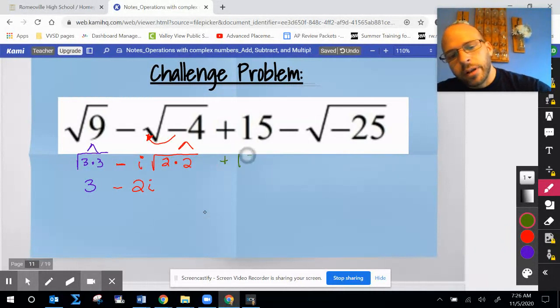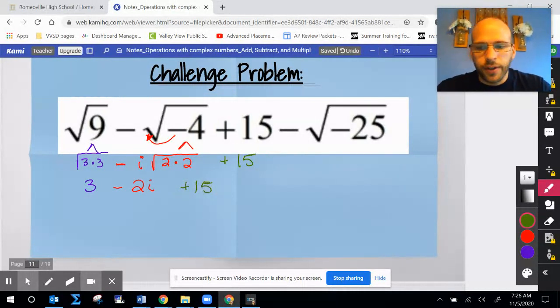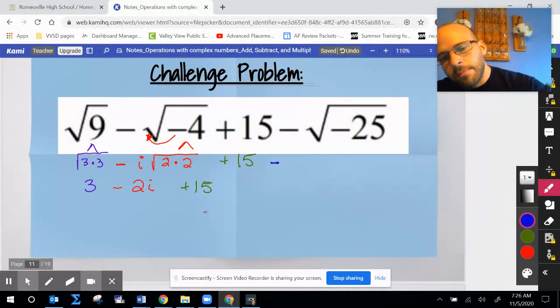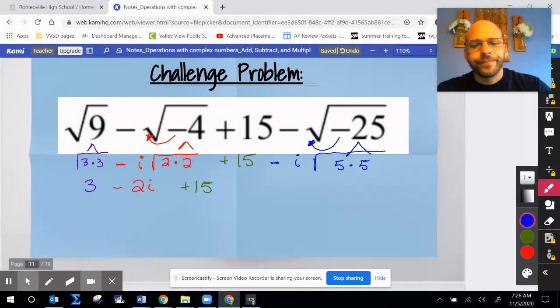Next, I have my plus 15. Well, there's not a whole lot to do there, so we're going to leave it as plus 15. And then last but not least, I have a minus. Now, again, this one would have an i because it's a negative. And we're going to break down 25 into 5 times 5. So I get i times the square root of 5 times 5, which is 5. So we'll write that as a 5i.